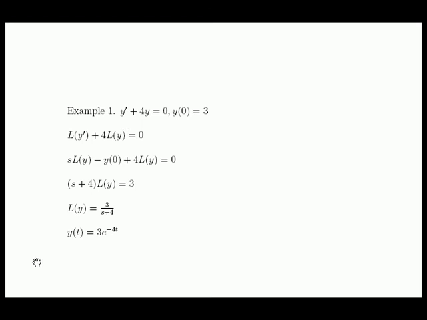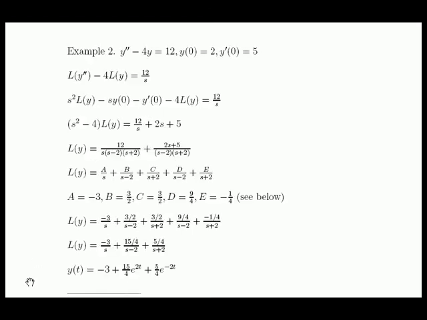Let's look at a little harder second order equation. Okay, so here's a second order equation, y double prime minus 4y equals 12, with the two initial conditions, y of 0 and y prime of 0 given.